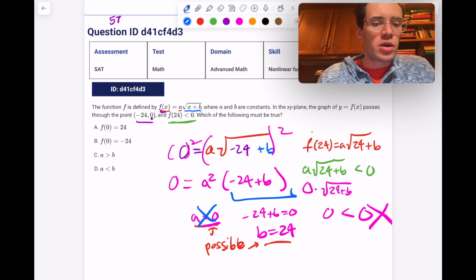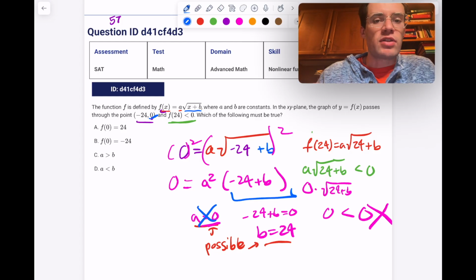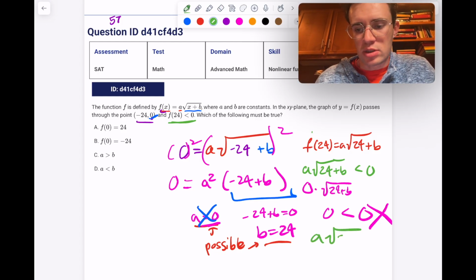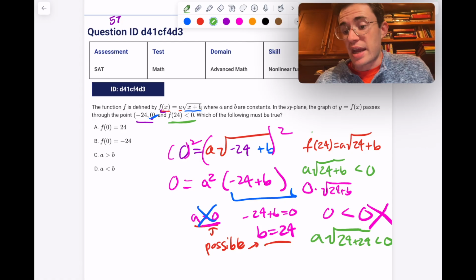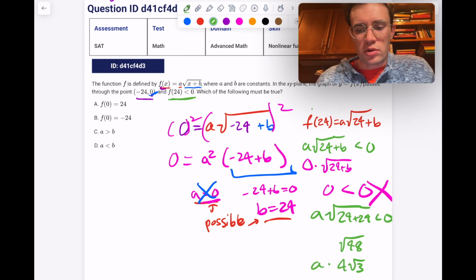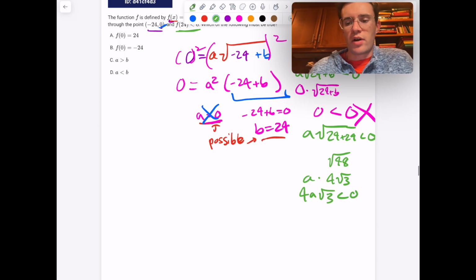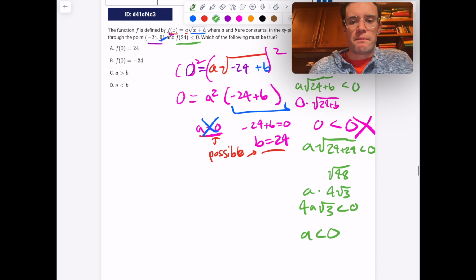So it doesn't work if a is equal to 0, which means the only other way that this was true, where you got an output of 0 when x was negative 24, is if b is equal to positive 24. And we can check if that works, right? Whatever a is, we get a times the square root of 24 plus 24. That could be less than 0 if a is negative, right? Because the square root of 24 plus 24 would just be the square root of 48, which is 16 times 3, so it'd be 4 root 3. So a times 4 root 3, which is 4a root 3, is less than 0, which if you divide both sides by 4 root 3, just tells you a is less than 0. All right, so a is less than 0, and b is equal to 24. Those are the two things that we know here.